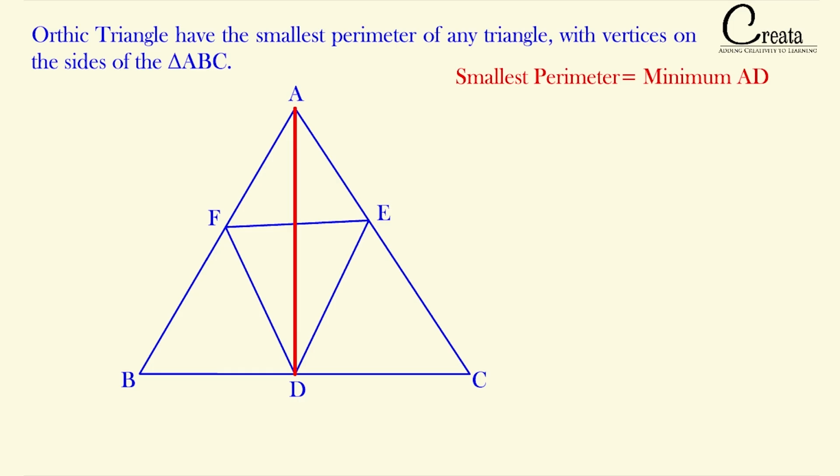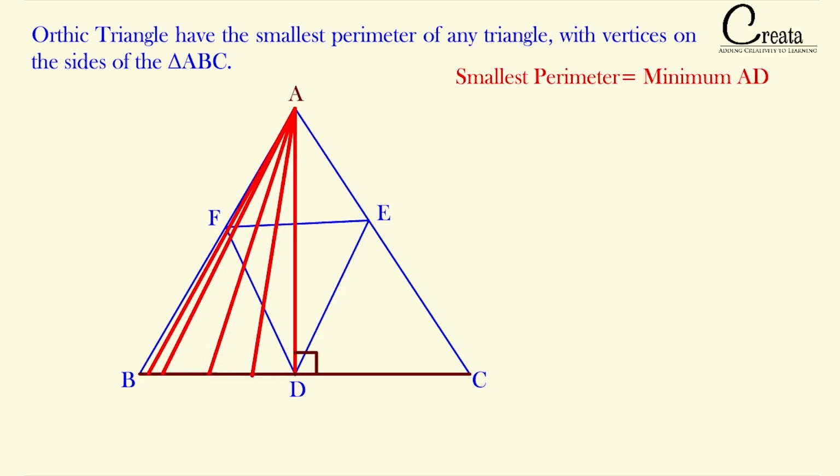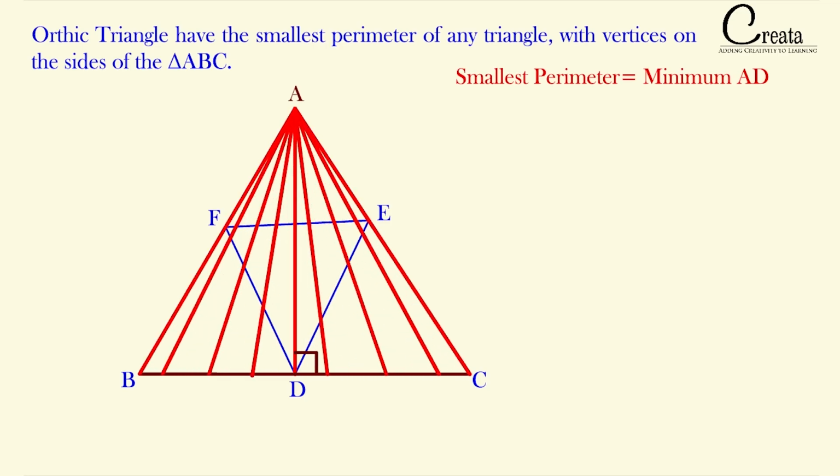And we know the shortest distance between the point and the line segment is the perpendicular distance. So we can say the AD will be minimum at the point where AD is perpendicular to BC. Are you getting this point? AD can be anywhere on this line segment. Any of this line segment can be AD. And we have to find the shortest AD. The AD will be shortest at the point where it is perpendicular to the line segment BC.